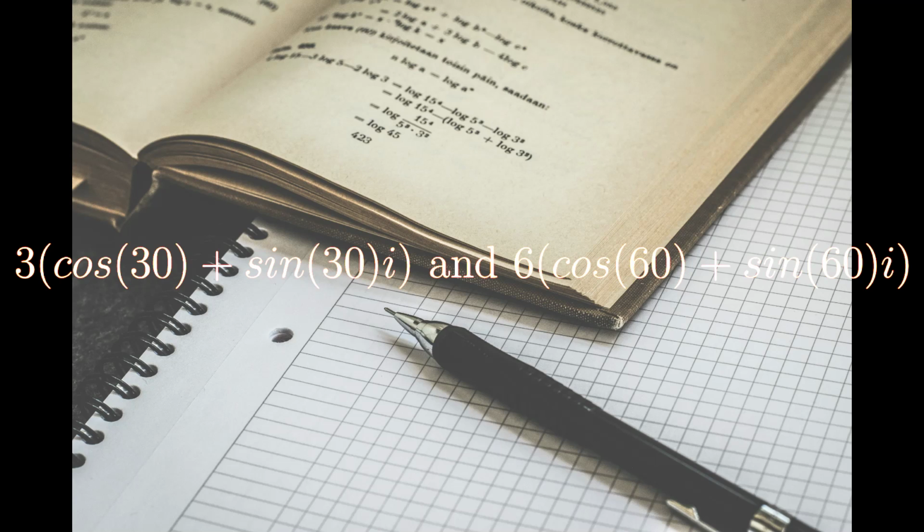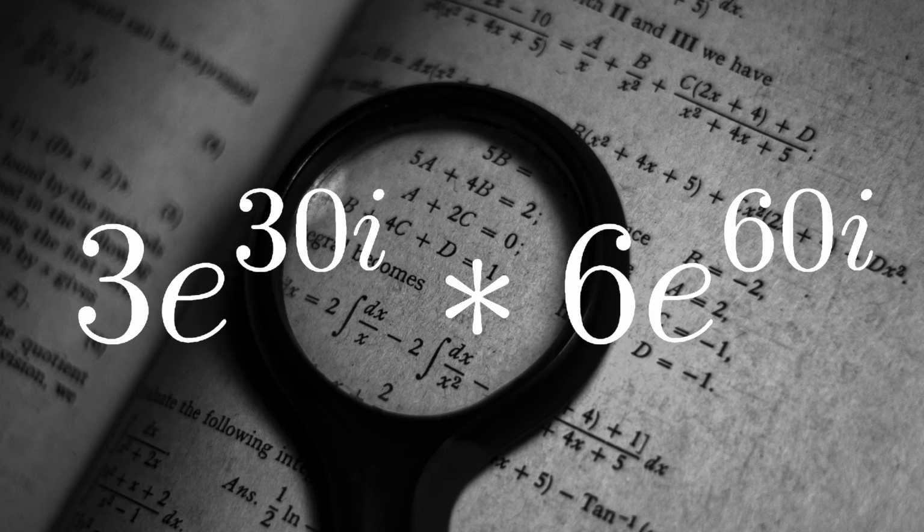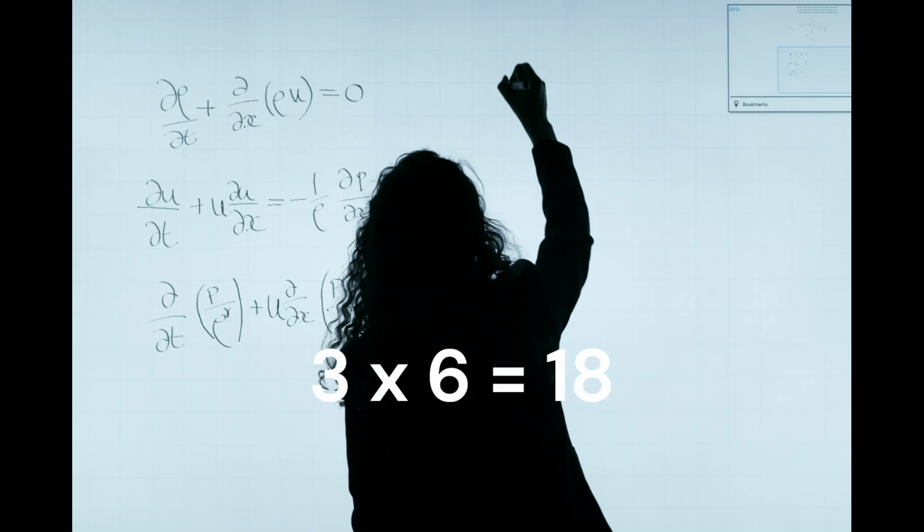Let's assume that we want to multiply the complex numbers 3 cosine of 30 plus 3 sine of 30 i, and 6 cosine of 60 plus 6 sine of 60 i. Doing it straight like that could become an issue, as we have to multiply trig ratios with each other. To solve this, we are going to use the exponential form. Rewriting the polar form, the exponential form becomes 3 multiplied by e to the power of 30i, multiplied by 6 e to the power of 60i.